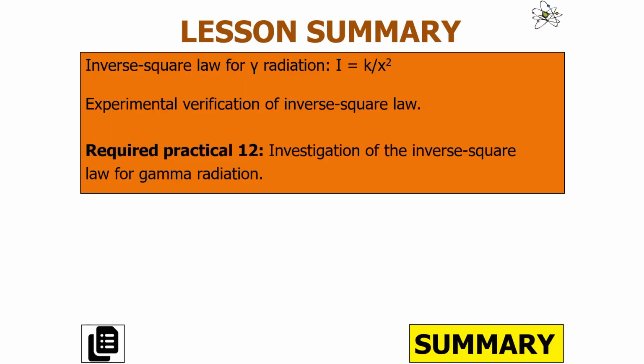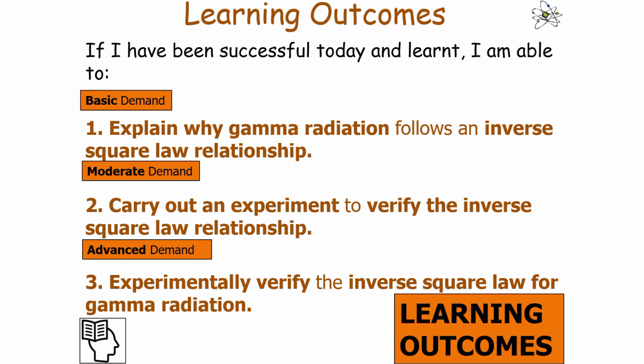So to summarize what we've learned in today's lesson, the inverse square law for gamma radiation is I is equal to K over X squared, and we've looked at the experimental verification of the inverse square law, including an investigation of the inverse square law for gamma radiation. So, if we've been successful and learned in today's lesson, we can explain why gamma radiation follows an inverse square relationship. We can carry out an experiment to verify the inverse square law relationship, and finally we can experimentally verify the inverse square law for gamma radiation.